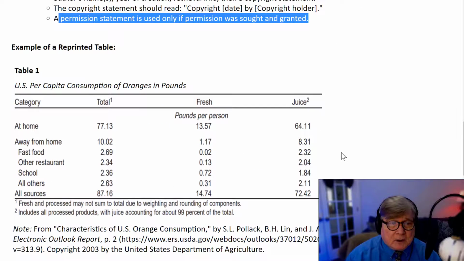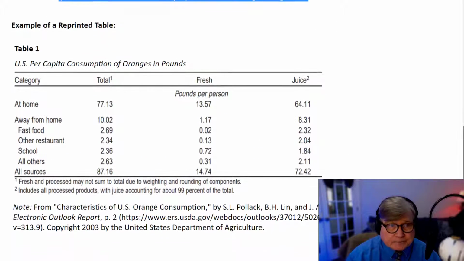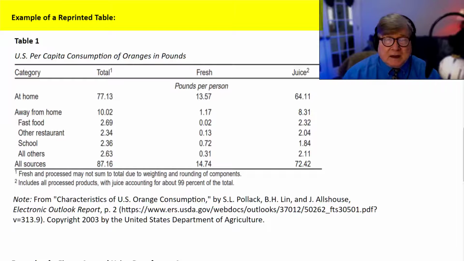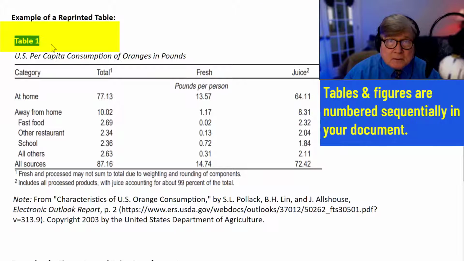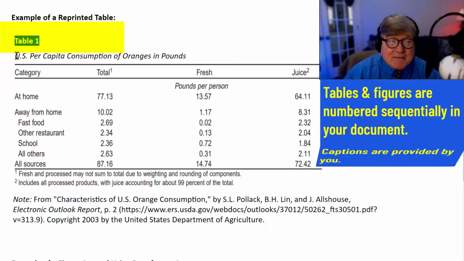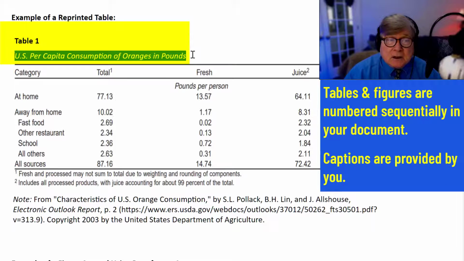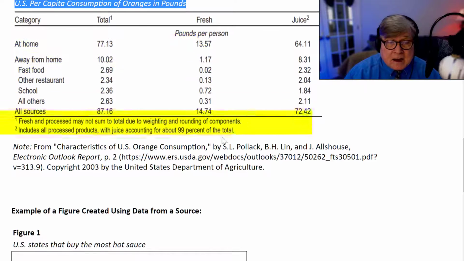Here is an example of a reprinted table. This means that I found the table and I copied it. I took a screenshot of it, or I copied and pasted it directly as I found it. That is called a reprinted table. But notice, I gave it my own number, table number 1. I gave it my own caption, U.S. per capita consumption of oranges in pounds. Then comes the reprinted table, including any notes that were included with this table.